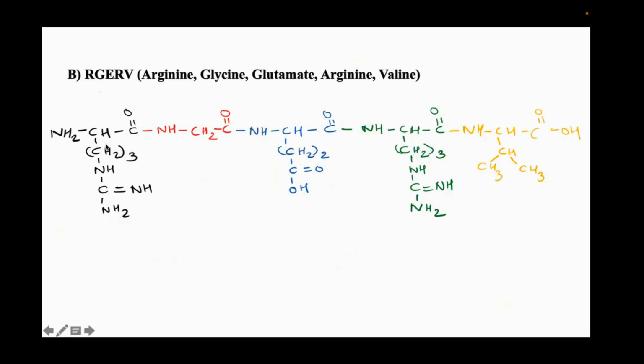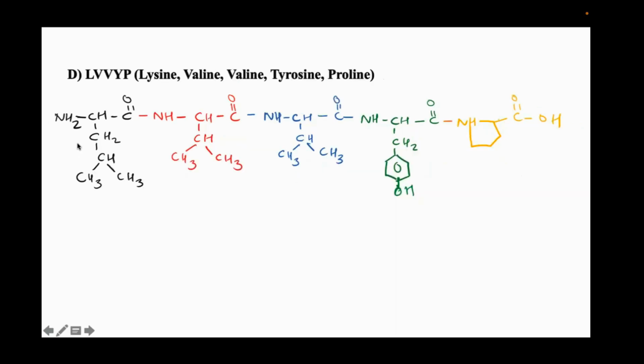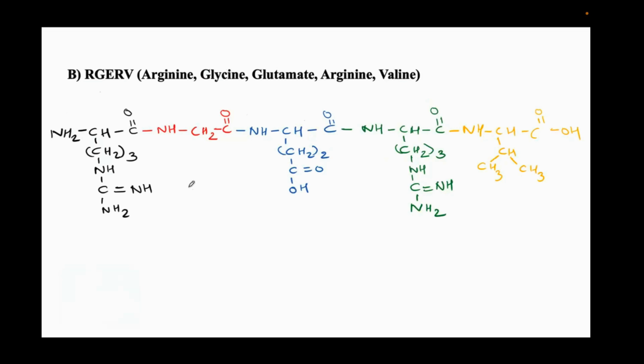Similarly, I have already drawn the peptide structures of arginine, glycine, glutamic acid, the carboxyl group here, arginine again with the guanidinium group, and valine. So as seen earlier, the alpha amino group will be positively charged. The guanidinium group will also give us a positive charge. Glycine doesn't have any side chain, so it will be neutral, 0 charge.